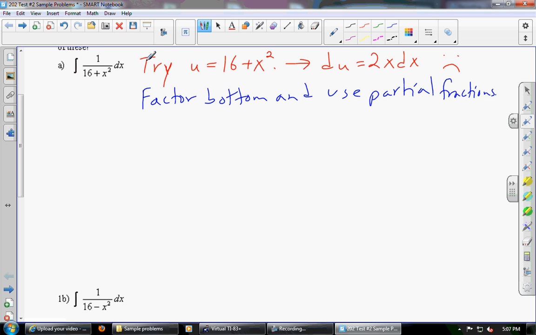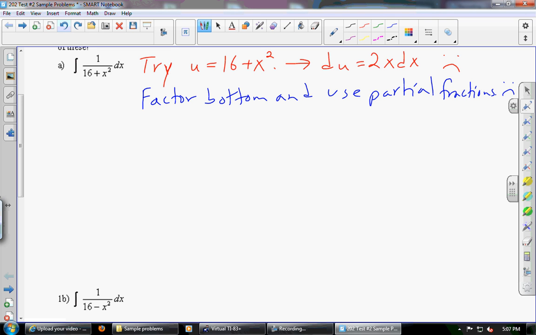And if it was 16 minus x squared like it is in the very next part, then yes, that will be a technique. But in this case, 16 plus x squared is irreducible. You can't factor it, so fail again. So that's not going to work. And then the next thing I notice is that it looks an awful lot like arctangent. In fact, if we could just cross off the 16, it would just be arctangent of x and we'd be done. But we can't do that.